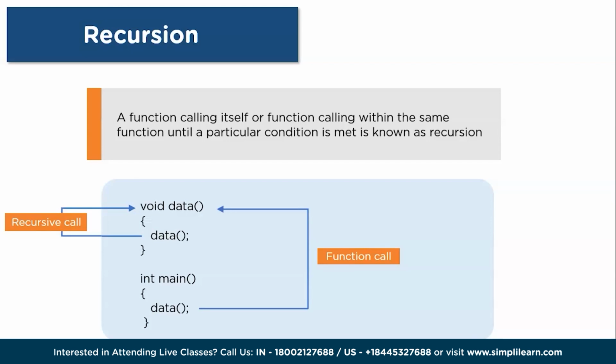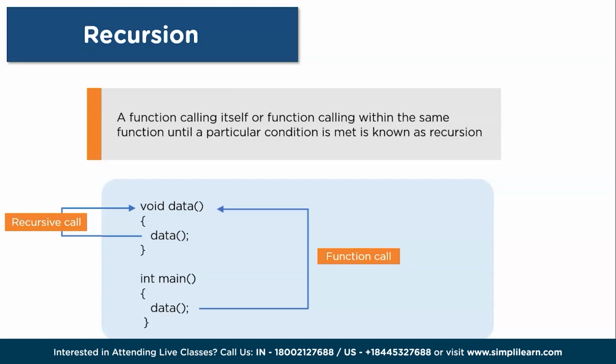For example, here we are calling a function named data, which is calling itself again within the same function. Here we are calling the function data, and here is the function data calling itself. This part where the function data is calling itself is called a recursive call, and the part where we are calling the data function from the main function is the function call.